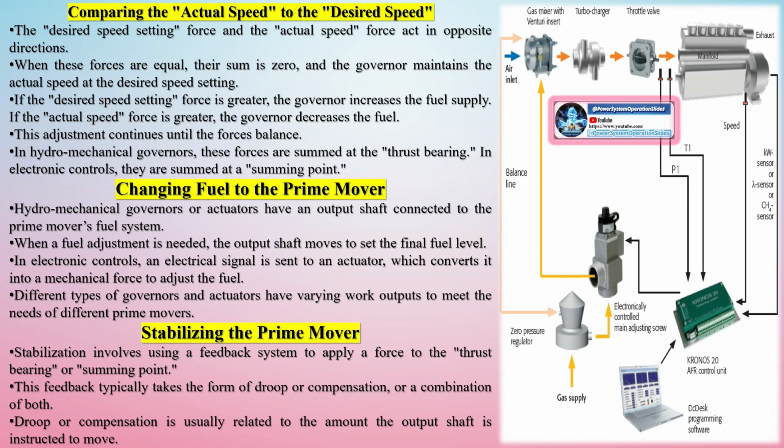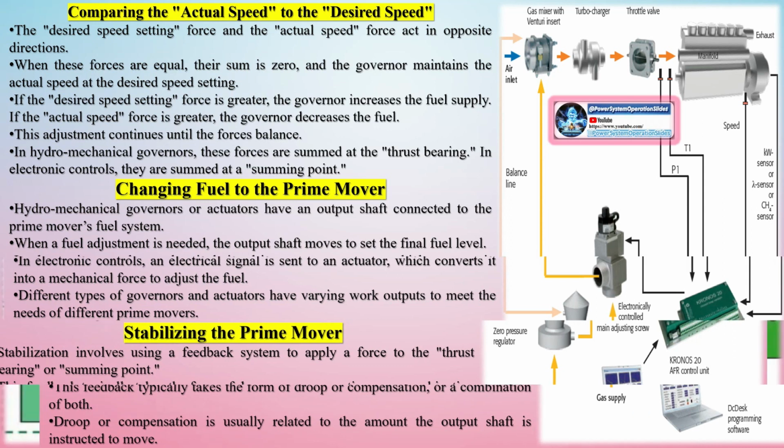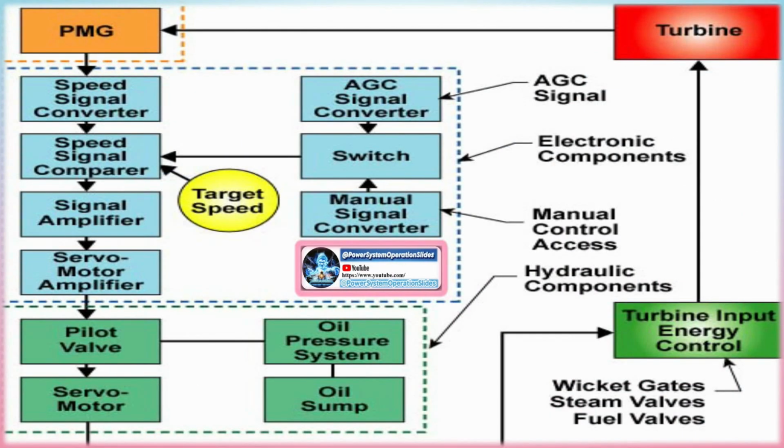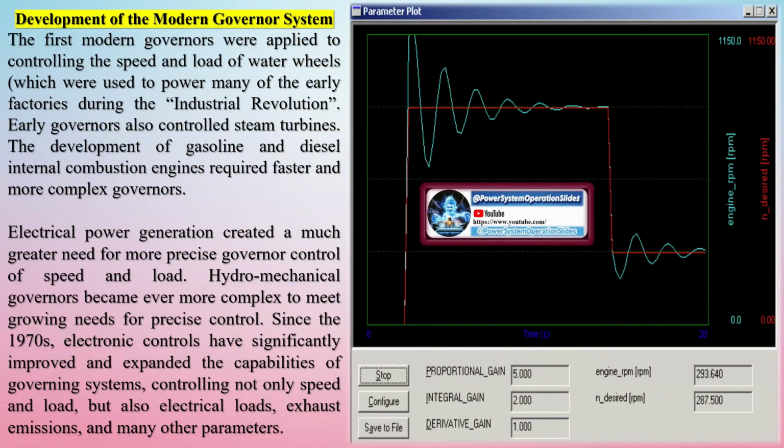Load sensing and sharing. In modern power systems, load sensing is crucial for efficient power management. A load sensor measures the real power in kilowatts being produced by a generator. This is typically achieved using current transformers (CTs), which measure the current flowing from the generator to the load, and potential transformers (PTs), which measure the voltage. The data from these transformers is used by the governor to calculate the generator's load and adjust the fuel input to maintain the desired output.